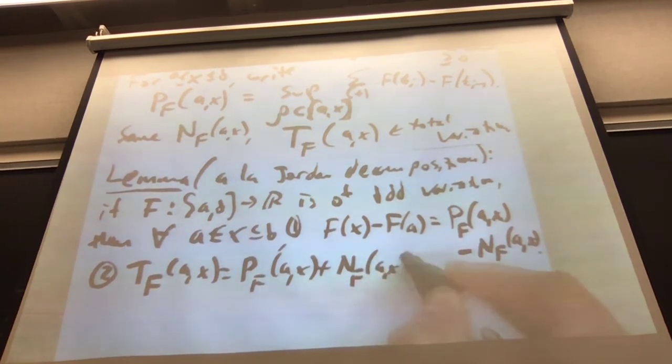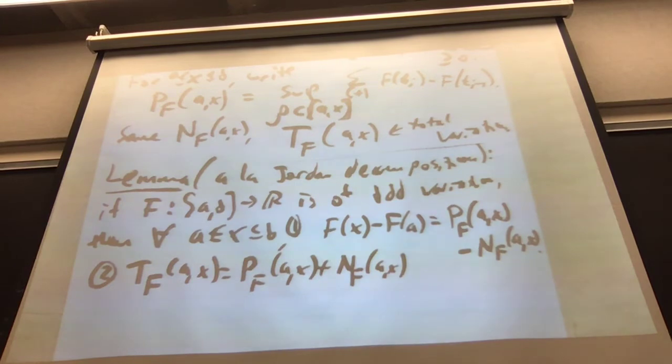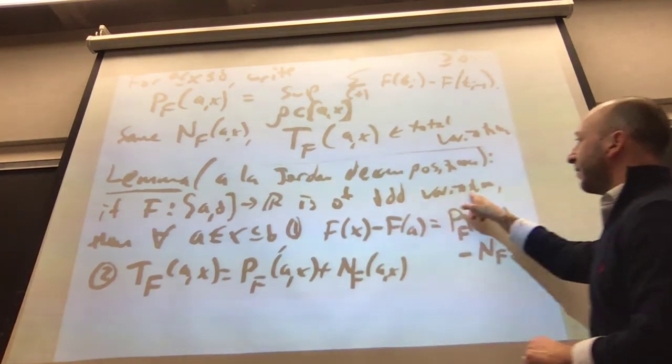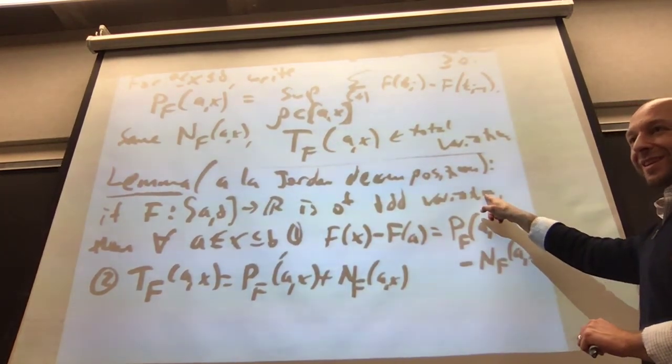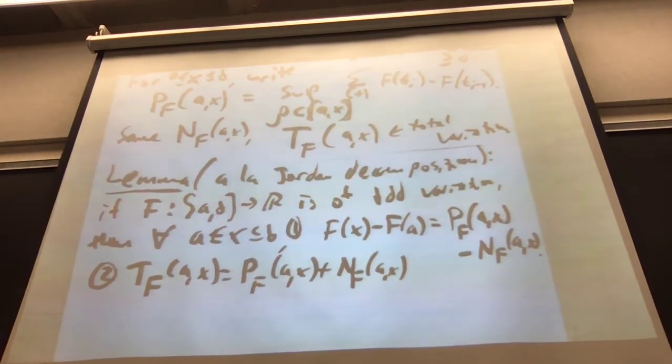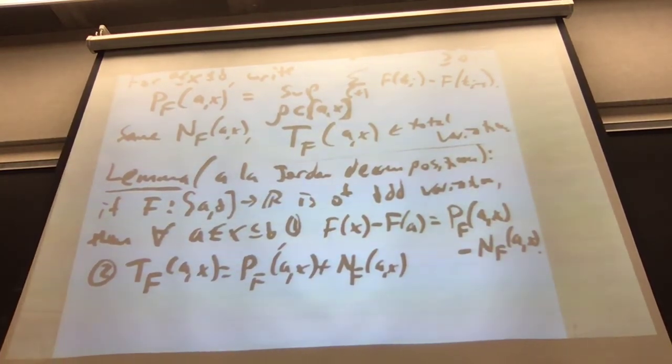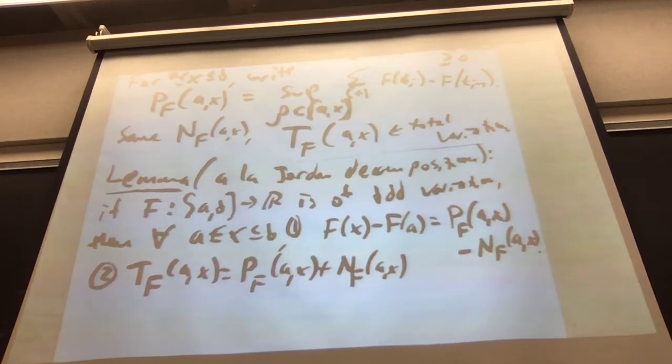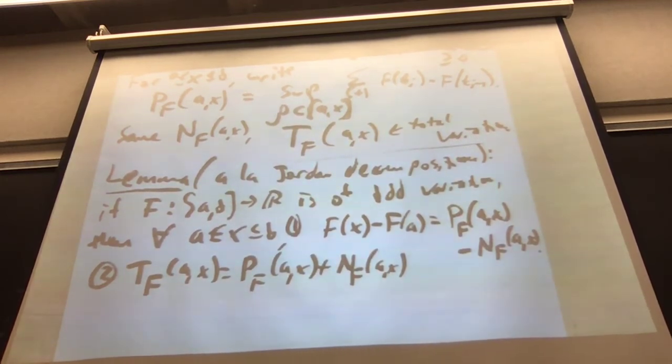Is this assuming that they exist? What if both are infinite? I have to prove that they exist. The assumption is that f is of bounded variation. Oh, okay. Can you say again what is the name of the lemma? It has no name. I'm just saying this should remind you of the Jordan decomposition for signed measures.